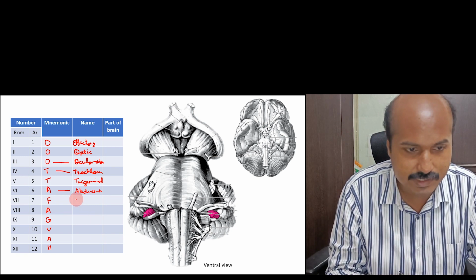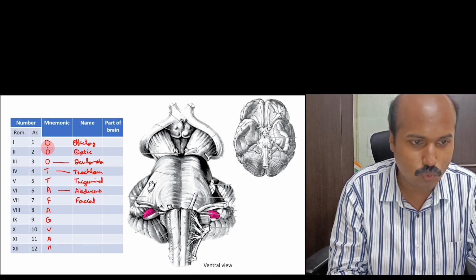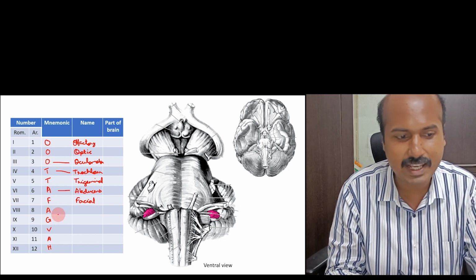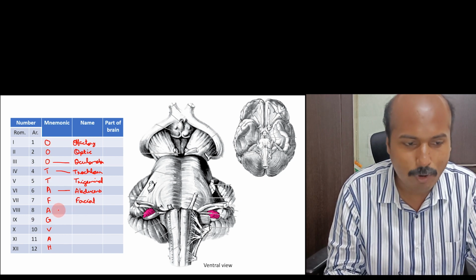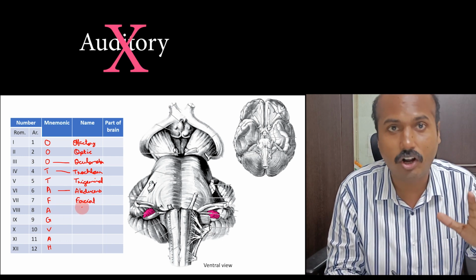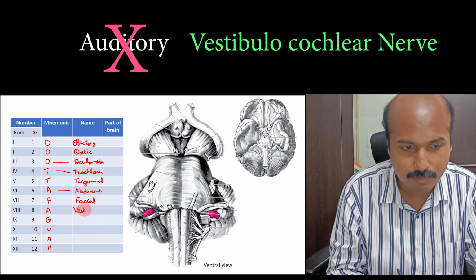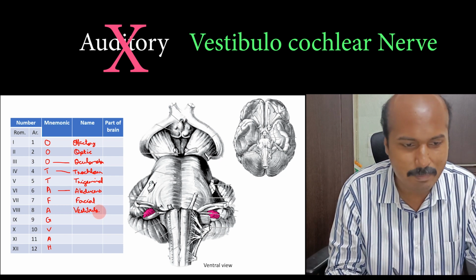And the next nerve is the facial nerve. Facial nerve. So that is OOO-TTA-FAG. Okay, the next nerve, according to the mnemonic, it is auditory, but actually it should not be called auditory nerve, it should be called the vestibulocochlear nerve. But we are not changing that mnemonic for the easy memory aid purpose.